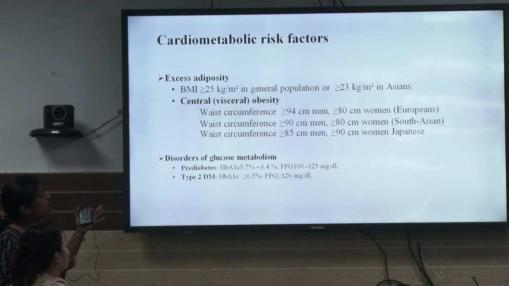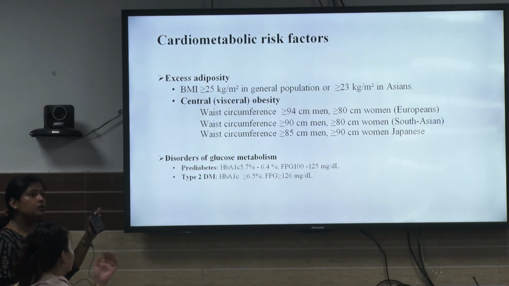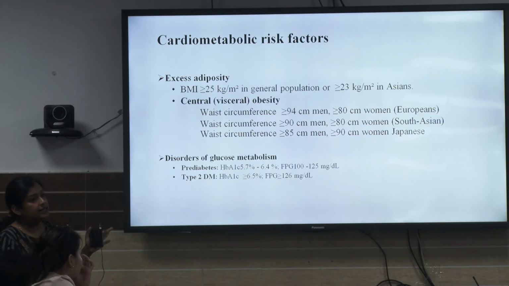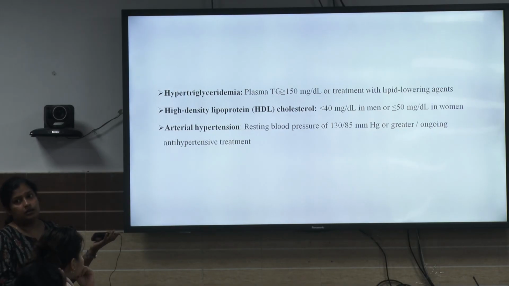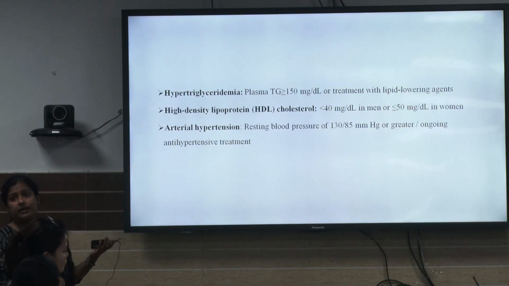And glucose, another metabolic disorder is a glucose metabolism abnormality, that is either a pre-diabetic or a diabetic person, or a fasting triglyceride level more than 150, high density lipoprotein levels less than 40 in men and less than 50 in women, and an arterial blood hypertensive person who's controlled on treatment or not taking treatment. So any one of these is a cardiometabolic risk factor.